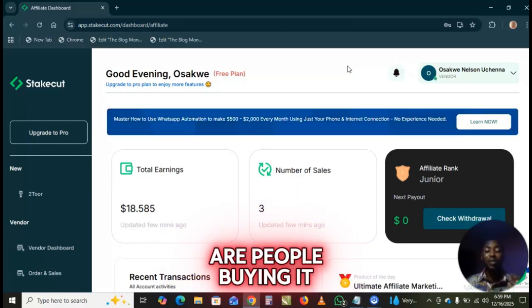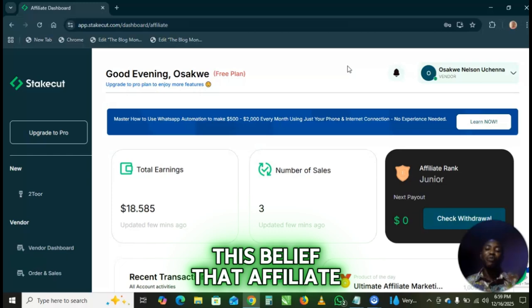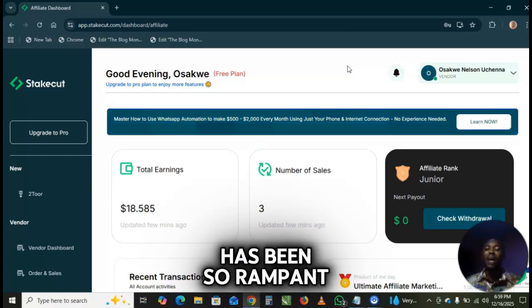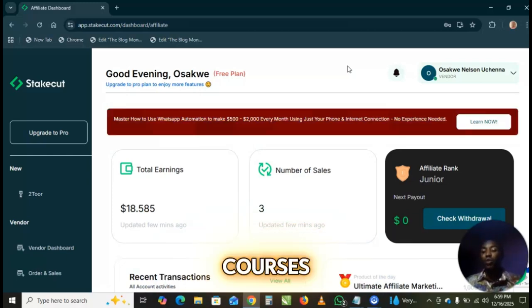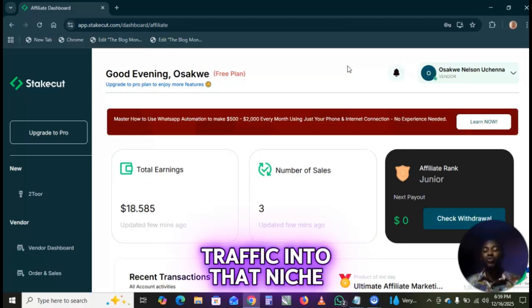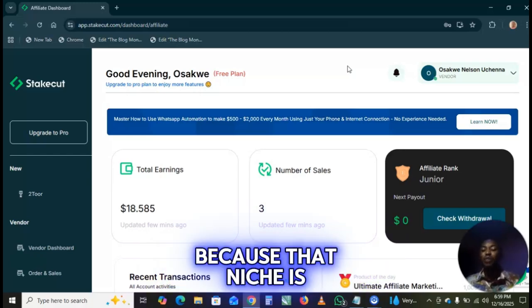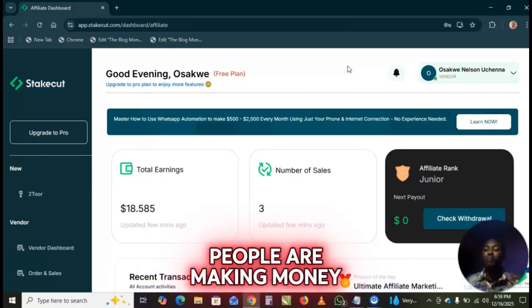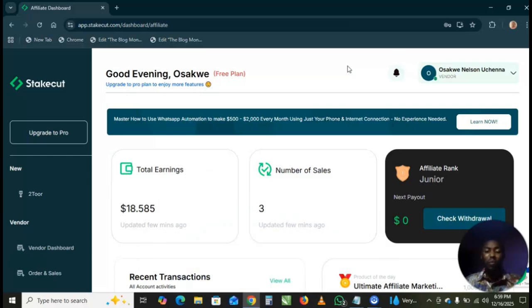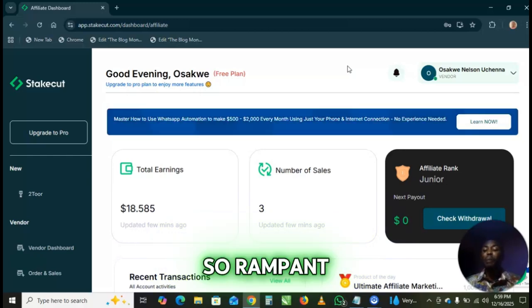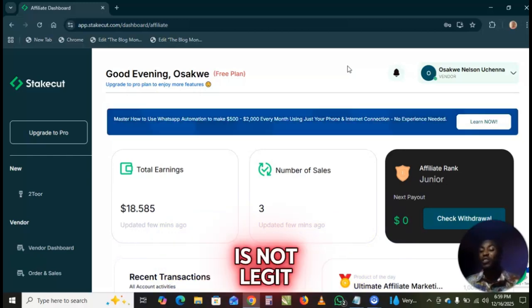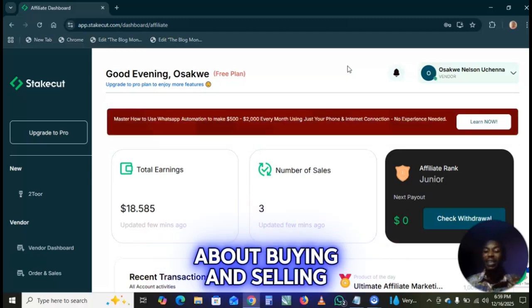Are people buying it? Many people believe that affiliate marketing has become so rampant, everybody is promoting affiliate courses, and there's so much traffic in that niche. Yes, there's so much traffic in that niche, because that niche is making sales. People are making money from that niche, and people are buying courses there. So you're not going to say that because affiliate marketing is so rampant and so many people are promoting it, it is not legit, it's a scam. It's not a scam. Affiliate marketing is all about buying and selling.